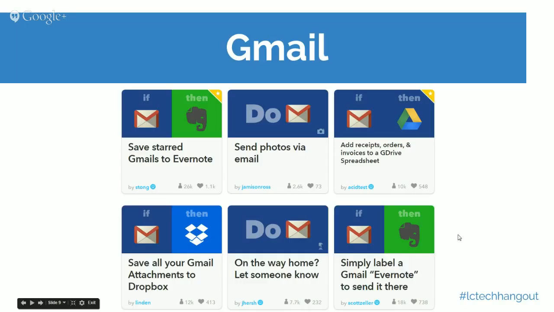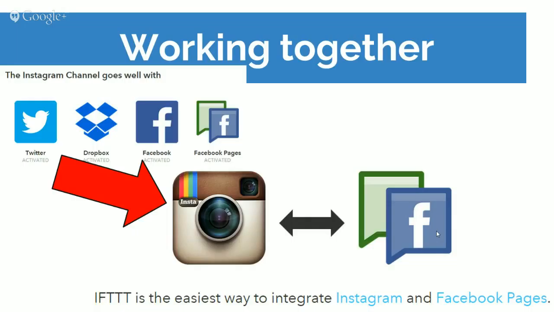So this is just a screenshot from the Gmail channel in If This Then That. You can find these on any of the channels that they have there. And if you scroll down a little more, it gives you some ideas of what this channel, in this case Instagram, plays nice with. So if I scroll down on the Instagram, it says, hey, this Instagram channel goes well with Twitter, Dropbox, Facebook, and Facebook Pages.